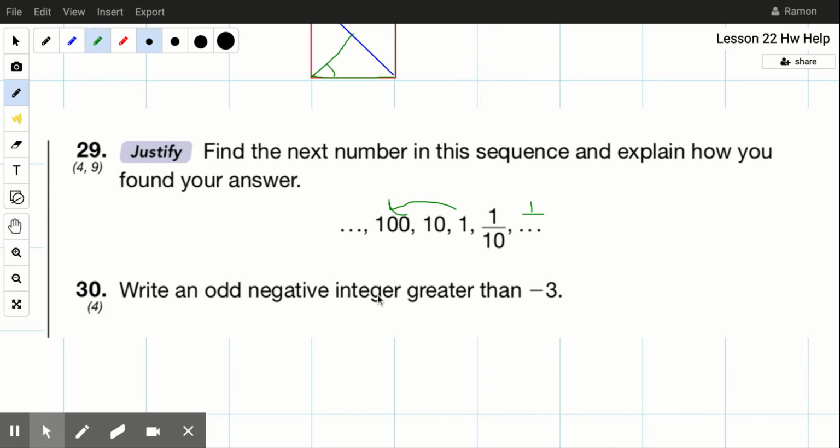Write an odd negative integer greater than -3. So it needs to be odd, and it also needs to be negative, and it also needs to be a whole number, but it also has to have a value of greater than -3. So remember that something like -5 is negative, is odd, but it's not greater than -3, because to be greater than -3 it has to be closer to 0. And there's actually only one number that fits that description.